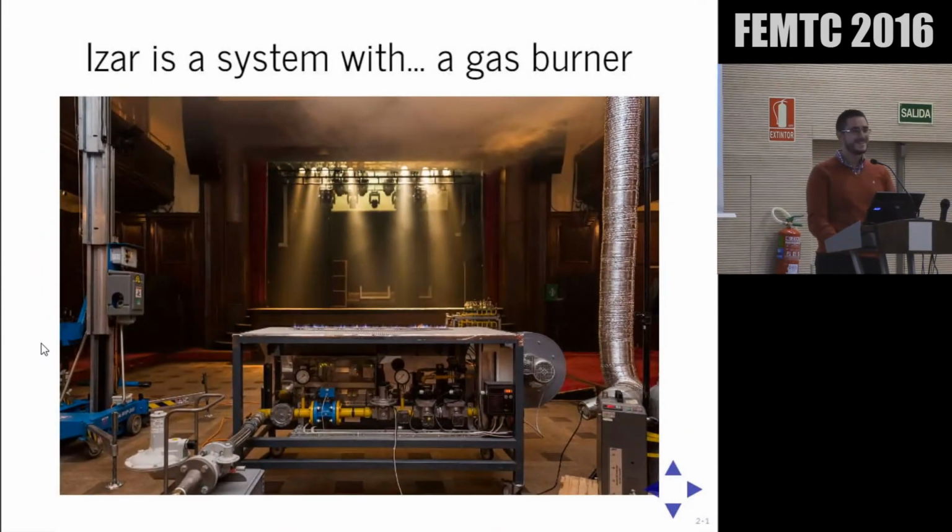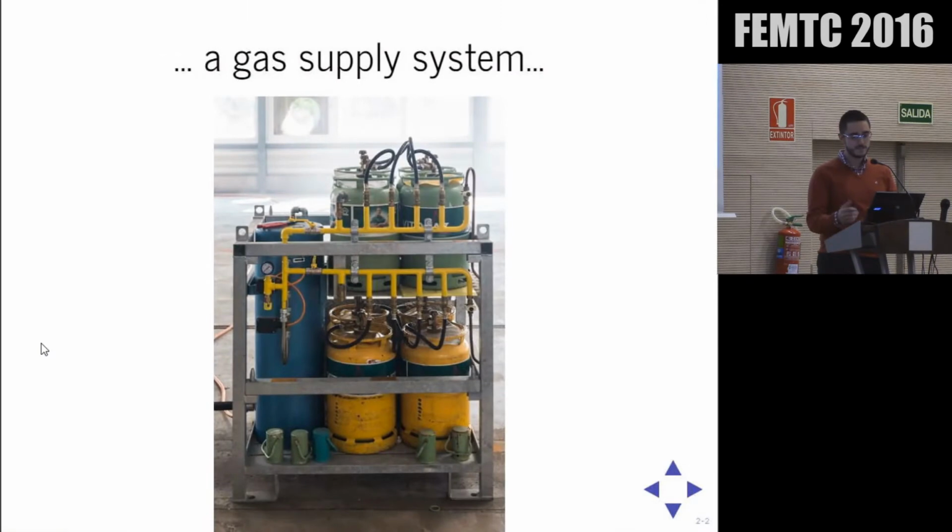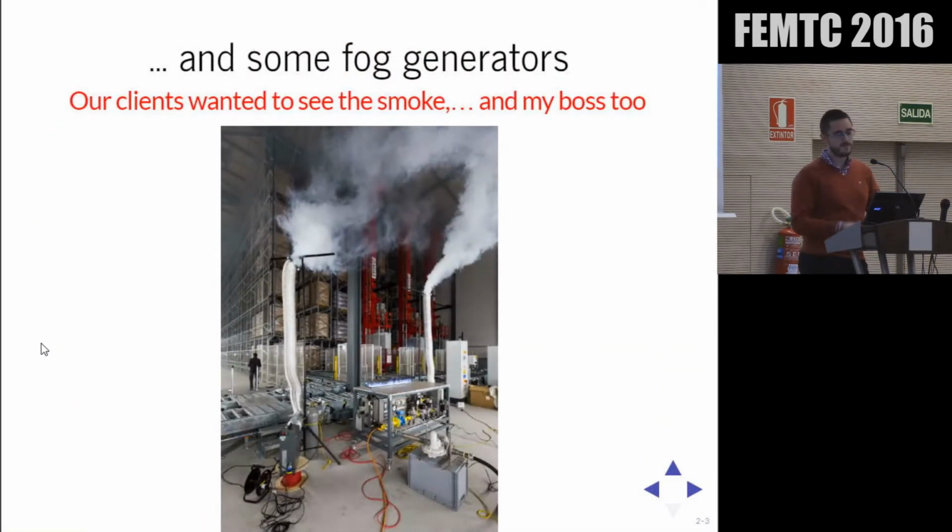So, Izar is a gas burner. It's a portable system with a gas burner, a gas supply system, and some fog smoke generators. Because when I told my boss we won't have smoke, you won't be able to see anything, he told me to try to figure out how we will sell it, and we just need to put some smoke generators.